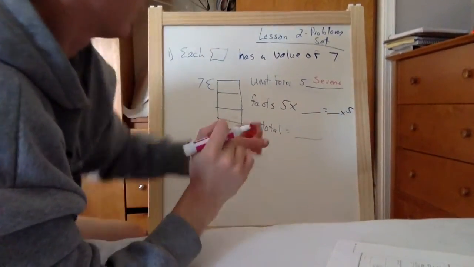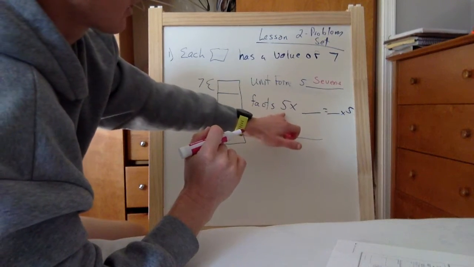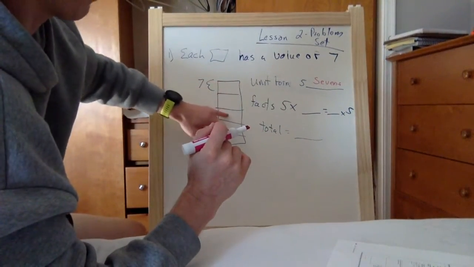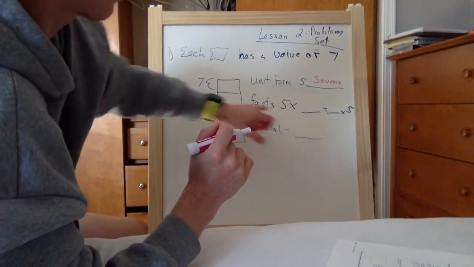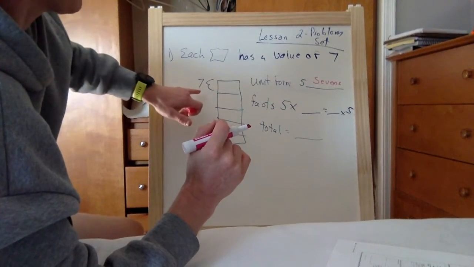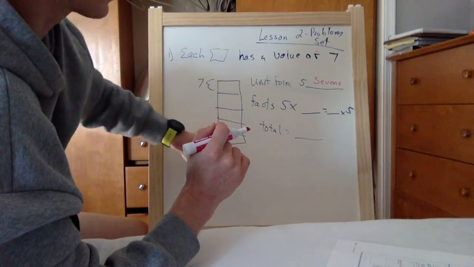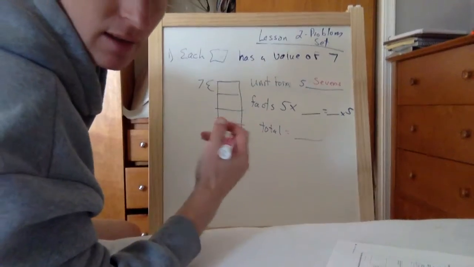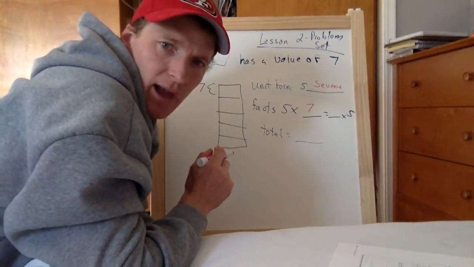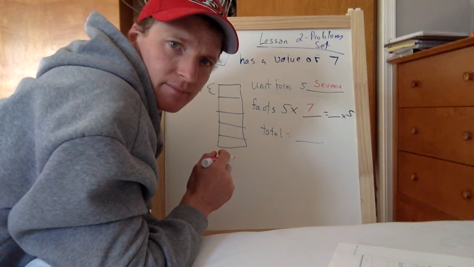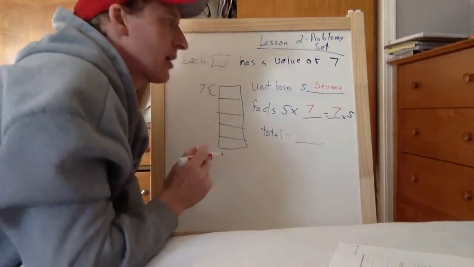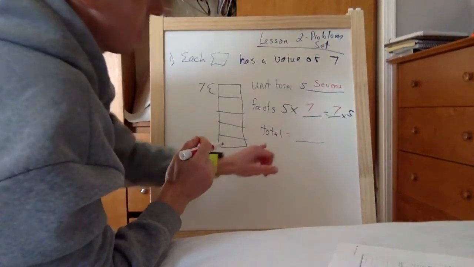Okay, and then the facts are asking us 5 times what equals what times 5 based off of this. So how many boxes is the 5? 1, 2, 3, 4, 5. What are we multiplying it by? We're multiplying it by how many are in each box? 7. 5 times 7 equals the same as what times 5? 7 times 5.